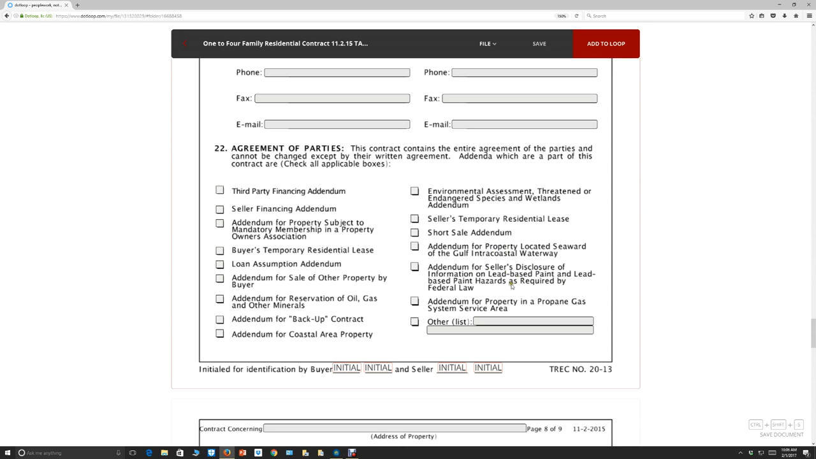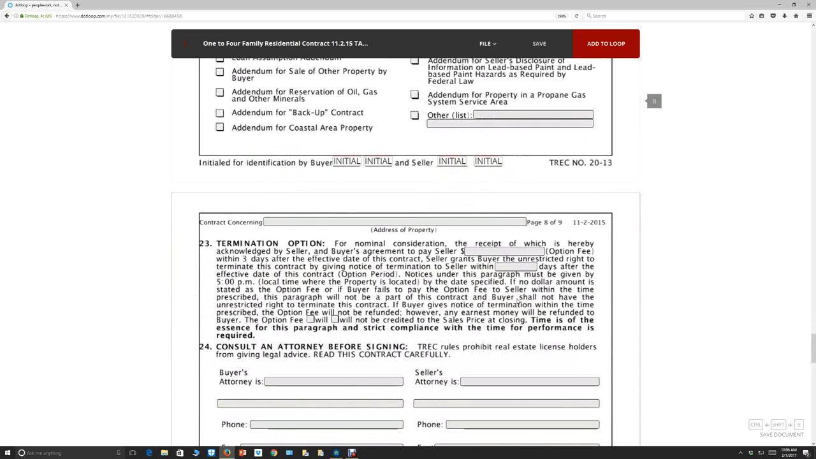This is about lead-based paint. So if the home was constructed in 1978 or before, you definitely are required to use this and the pamphlet that goes with it. And then if you're in an area, a subdivision that's served not by natural gas, but by a propane tank that's held somewhere in the community, then this is the appropriate addendum for that.